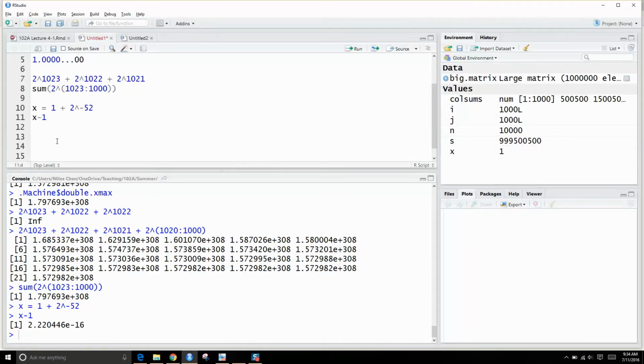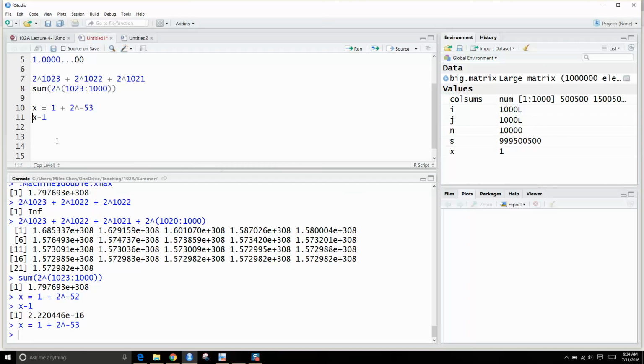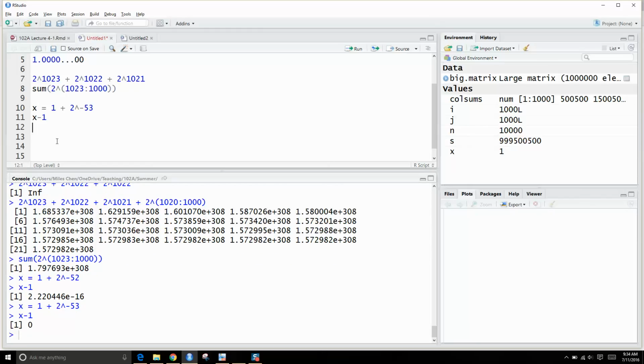Okay, but if I say x is 1 plus 2 to the negative 53, and I ask what is x minus 1 now, it can't distinguish between these two things. And so this is known as our machine epsilon. It's just our computer can't see the difference between these two values. Mathematically we know that these two things are not equal to each other, but as far as the computer goes, they are exactly the same.